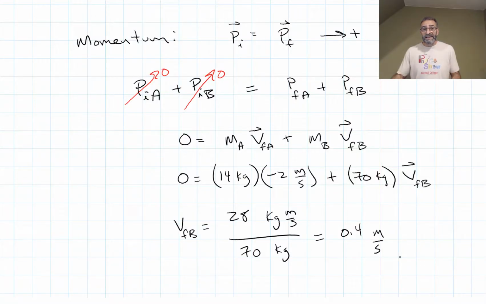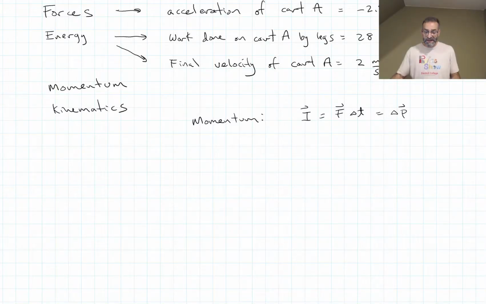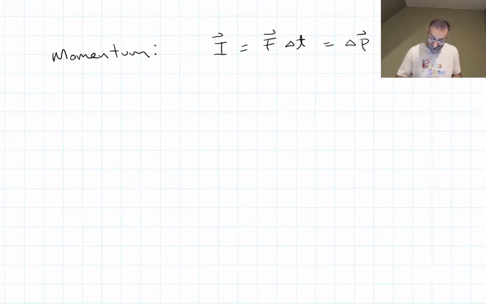Can you use momentum to find the time interval that the legs and the cart were interacting? In other words, how long did it take in time, in seconds, for the cart to move from where it started to go that 0.7 meters? Well, we can use impulse to find the time because we know the change in momentum. So rearranging this equation gives me delta t is my change in momentum over my force. And we know change in momentum is P final minus P initial.